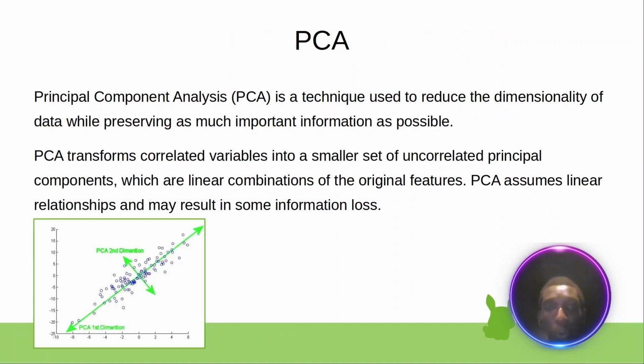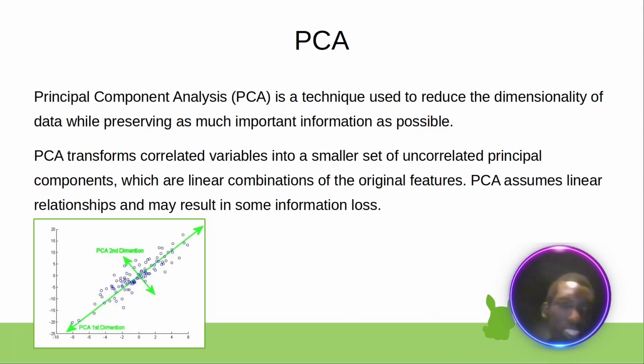Then we go into PCA, which is mainly used in compression, lossless compression. So we see that PCA, which is principal component analysis, is a technique used to reduce the dimensionality of data while preserving as much important information as possible. We want to reduce the data, but we don't want to lose information. So that's what we are aiming for, a lossless compression of data.